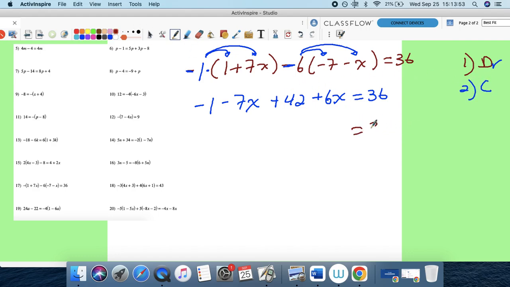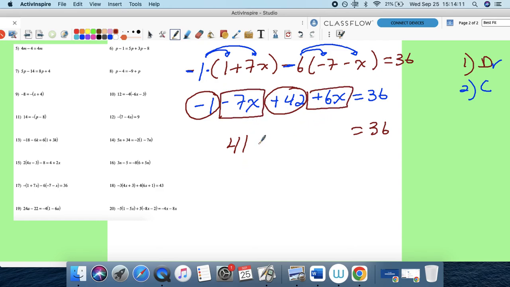Well, nothing on this side, 36, there's nothing to combine. But on the left side, negative 1 and positive 42 can be combined. If you put that in your calculator, it's going to come out to positive 41. And then negative 7x and positive 6x, if you combine them, is going to give you negative 1x.